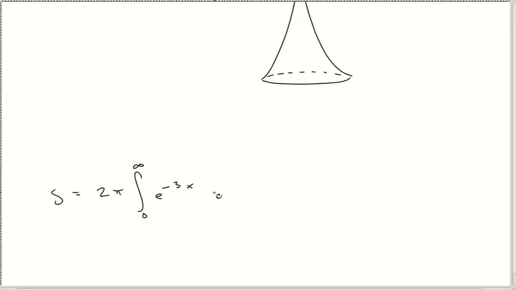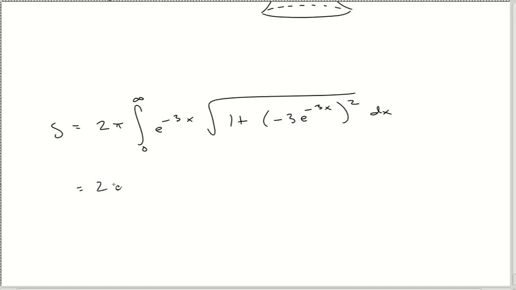E to the negative 3x. Again, that's my r of x, that distance. I need to take a derivative. So when I take a derivative of this, I bring the negative 3 down to the front. And again, I'm squaring that. dx. So when I distribute my square, I get a positive 9, e to the negative 6x.